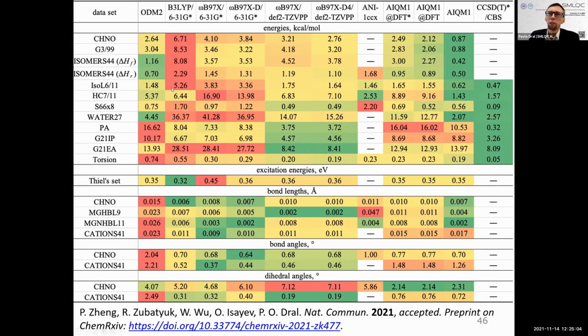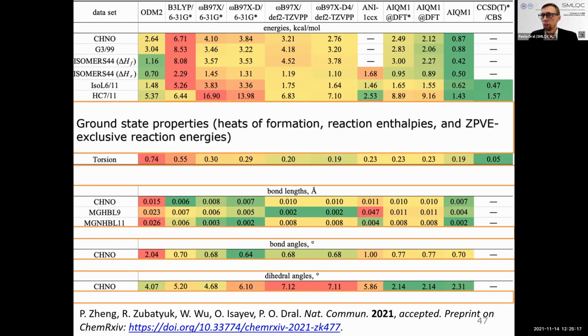Red means it's bad, and you see that DFT, in contrast to AIQM1, is even worse, even very popular functionals. Now I will just decompose this a bit into the different properties. So this is just focusing on ground state properties and closed shell species, and you see that AIQM1, the column next to coupled cluster, is really very, very good.